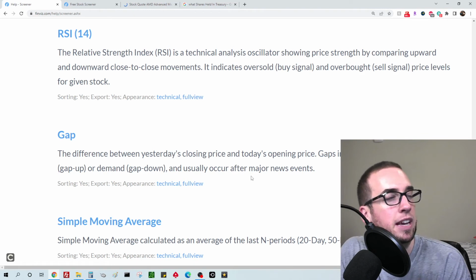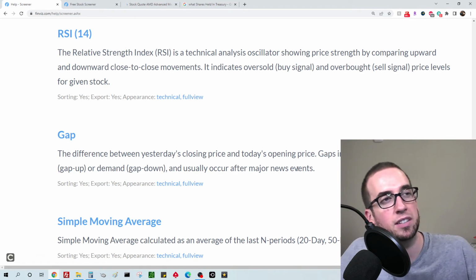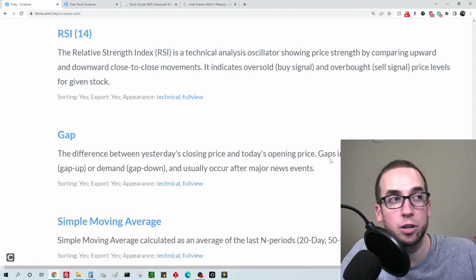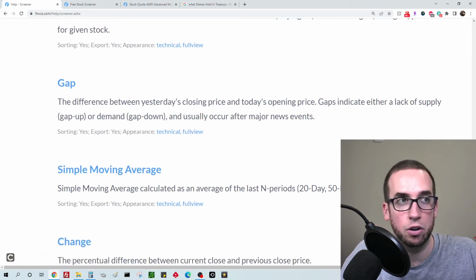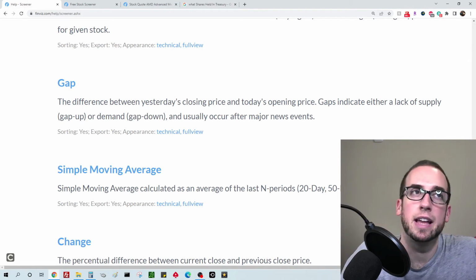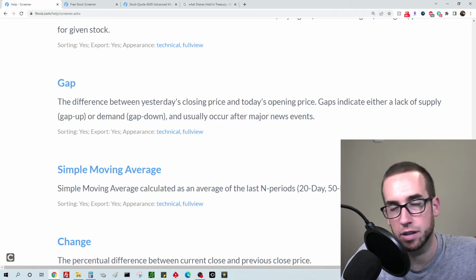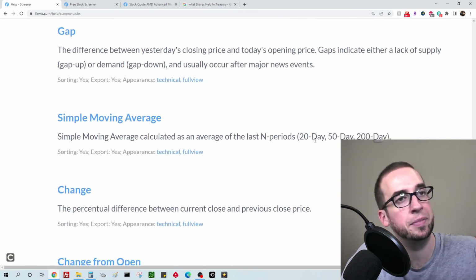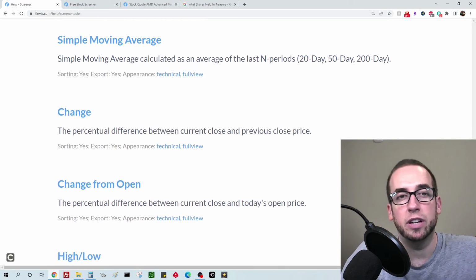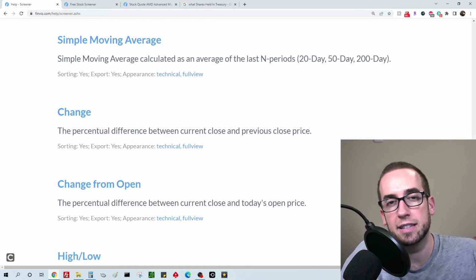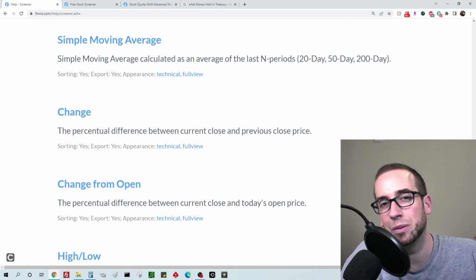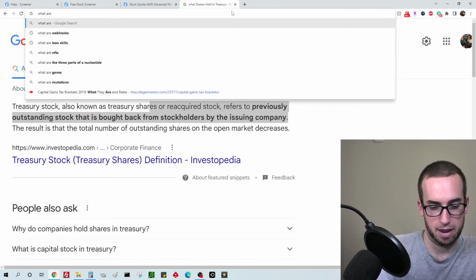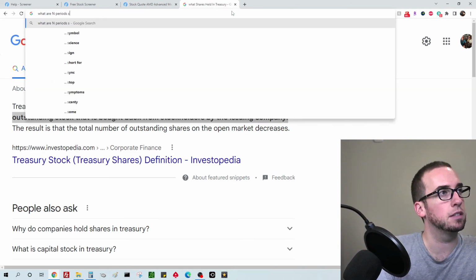Gap, the difference between yesterday's closing price and today's opening price. Gaps indicate either a lack of supply, gap up, or demand, gap down, and usually occur after major news events like earnings, or a company says we're going to slash forecast for the next year, or we're going to guide upwards for next year, and so on. All right, simple moving average is calculated as an average of the last n periods. I don't know what n periods are. Let's Google it. What are n periods stock market?